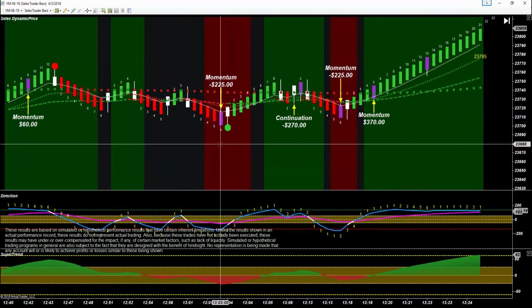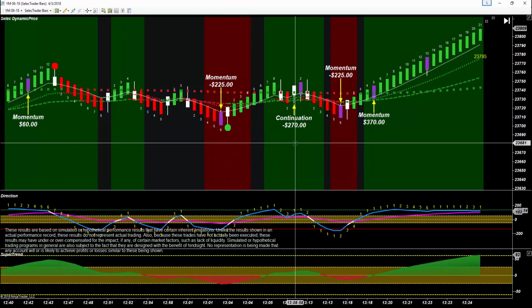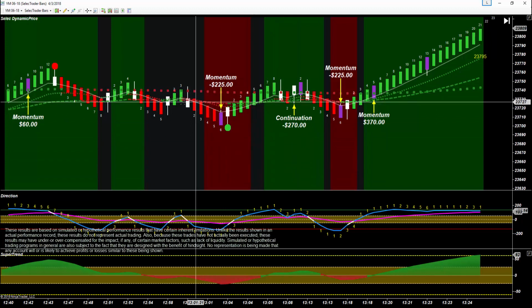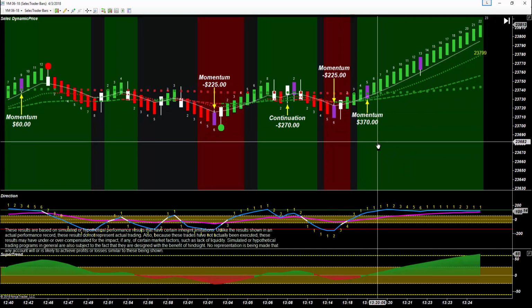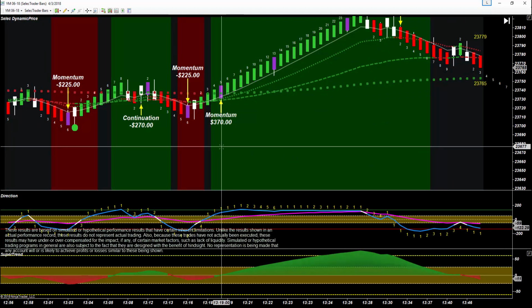We do have a momentum short that does get stopped out, followed by a continuation. But you can tell with the EMAs all kind of roped together, this is very choppy and could have been avoided. Then we have a momentum short. And finally, we are able to catch a momentum long headed out of chop at 13.19.